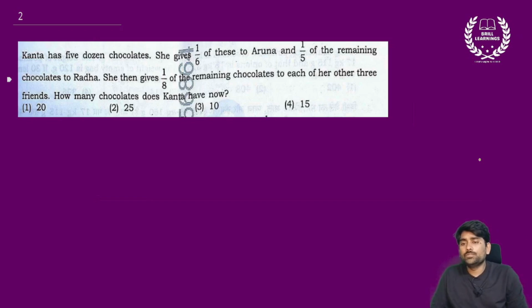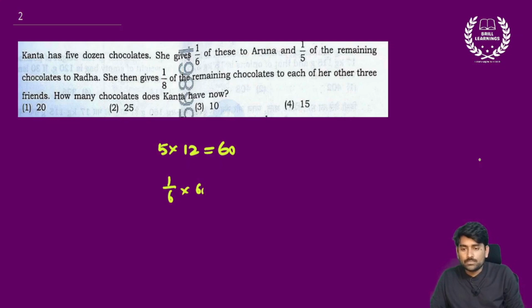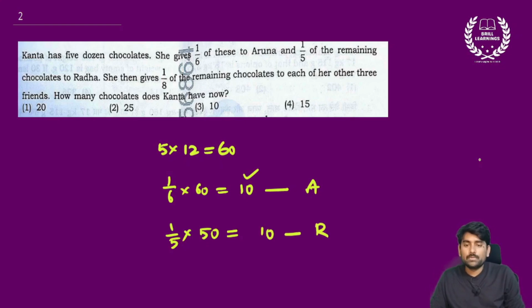Ananta has 5 dozen chocolates. Initially, she has 5 dozen chocolates, which is equal to 60 chocolates, right? She gives 1/6 of these to Aruna. So 1/6 of 60 chocolates gives us 10 chocolates to Aruna. And 1/5 of the remaining. 1/5 of the remaining means I have to deduct this 10 from 60. So I am left with 50 only. So out of this 50, 1/5 of the 50 to Radha. Again it is 10 only.